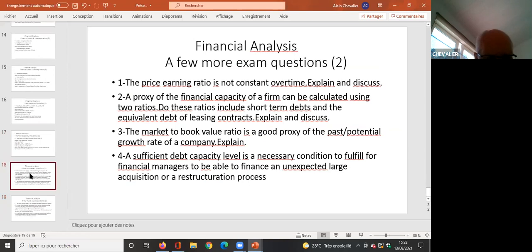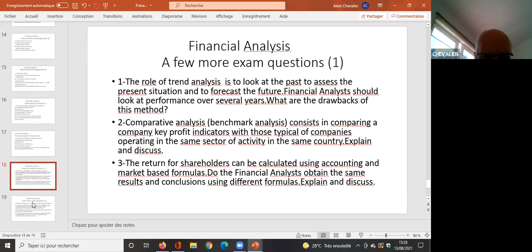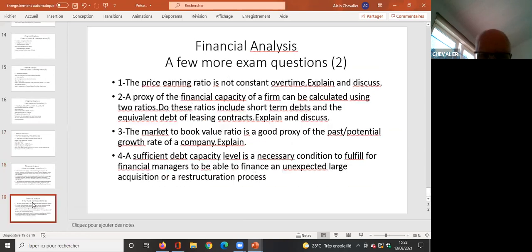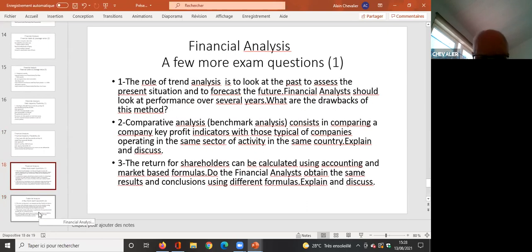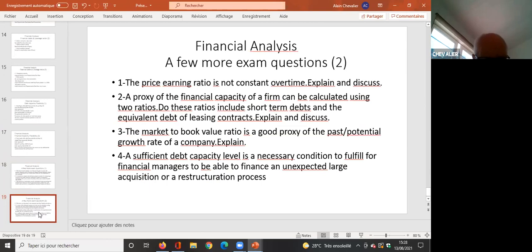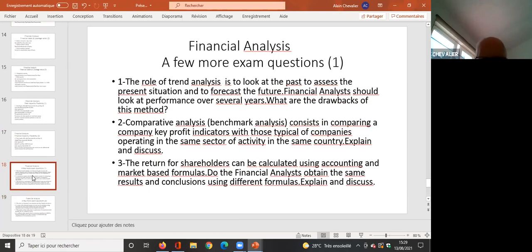Yes, at the end of the presentation, I had for you also a few elements, a few questions. Perhaps you can have a look at that. It will train you for the final exam. So we start with the first slide.